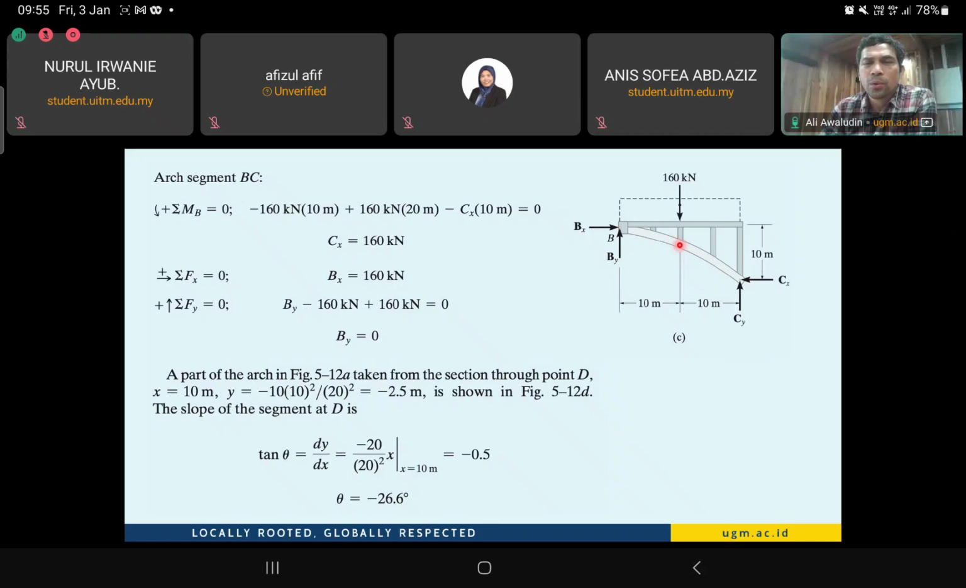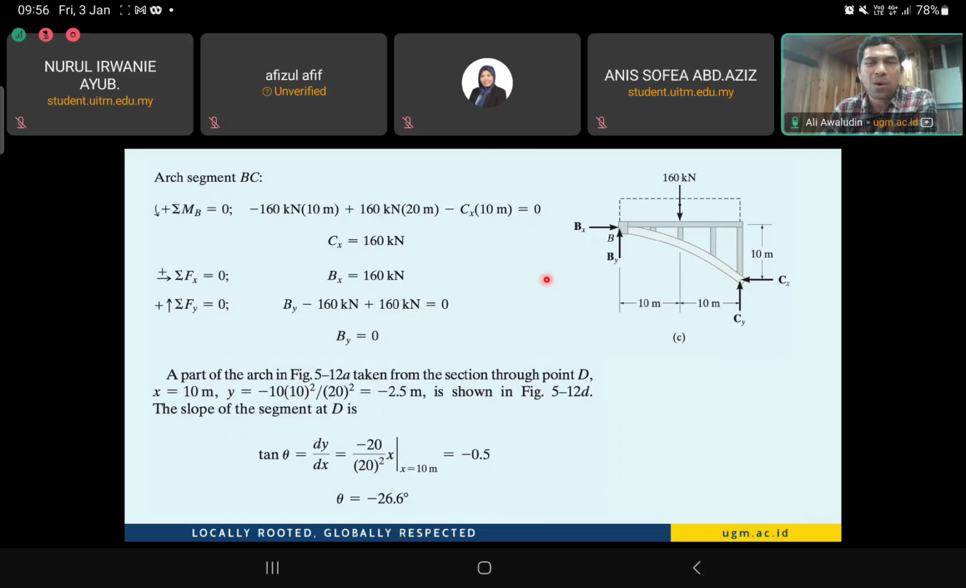At point D, we are about 10 meters horizontally from point B, but we also need to understand the vertical elevation of point D relative to the horizontal axis. So here we take the slope coming from the parabolic function. We take the slope at point D, which is at 10 meter distance from B. We can see that the tangent angle theta is equal to minus 26.6 degrees. So here is the tangent at point D.